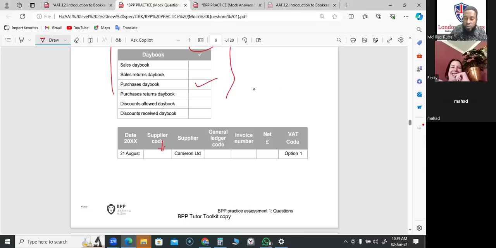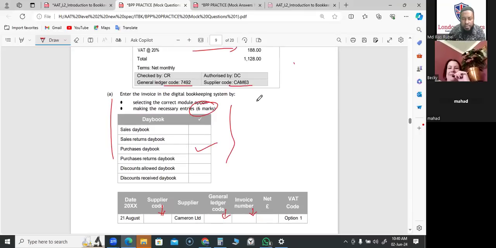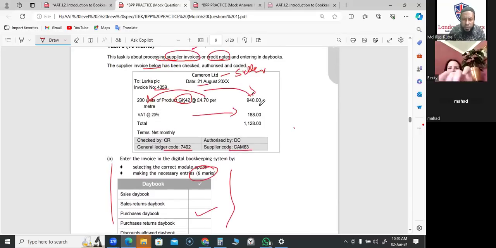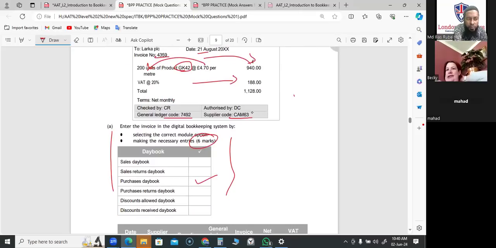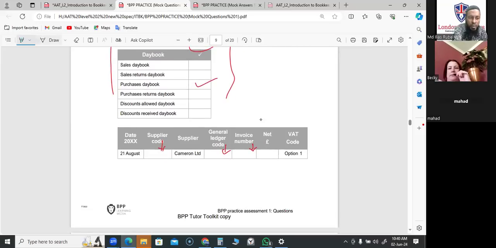Supplier code, you need to just copy paste. General ledger, you need to copy paste. Invoice number, copy paste. No creativity, just copy paste. Shall we look for the supplier code? Where is that? Should be written straight. There we go, the supplier code. You see, CAM 63. Yeah, that is supplier code. I'm writing it down. CAM 63.